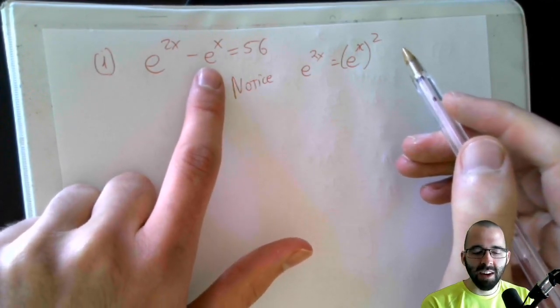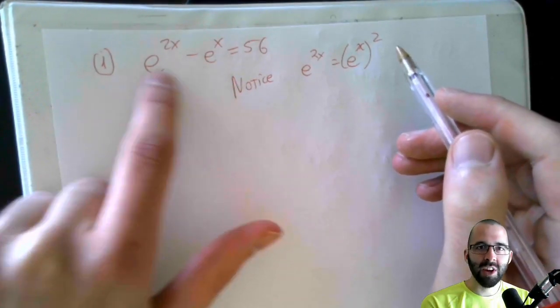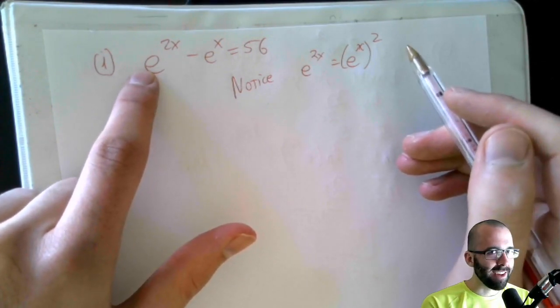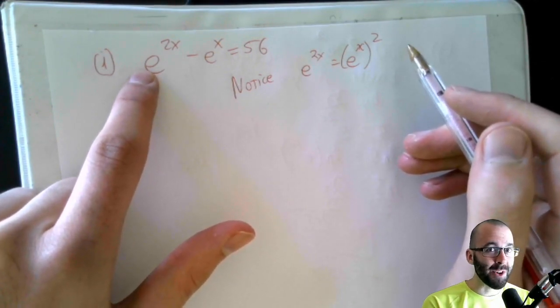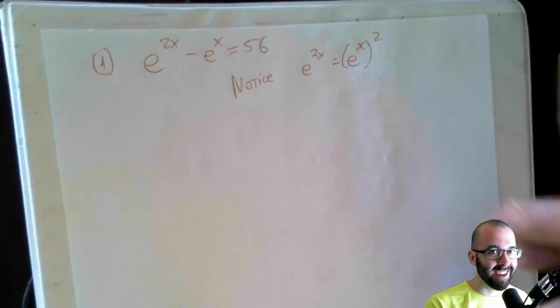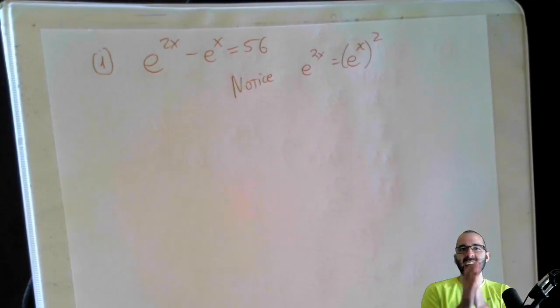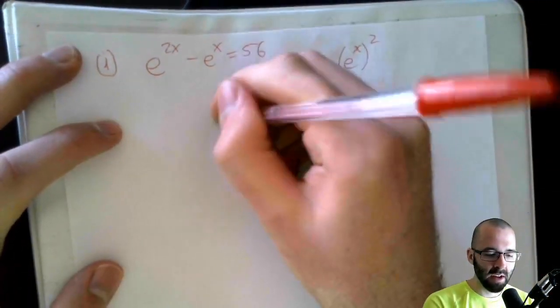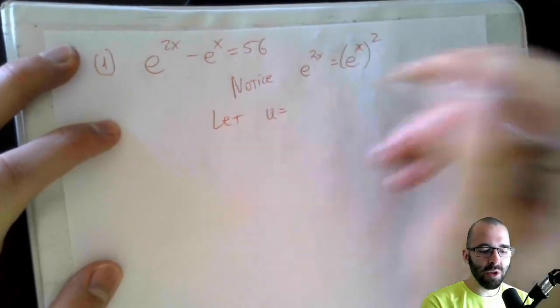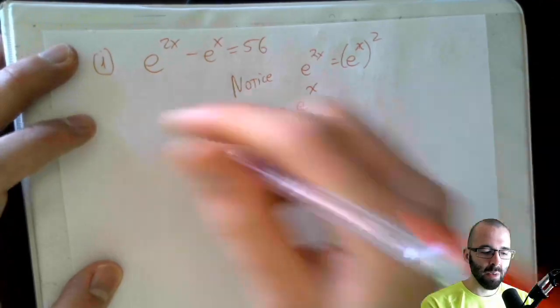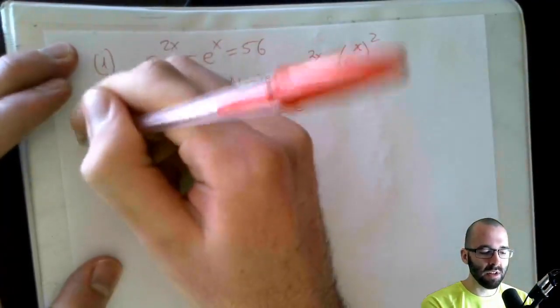So we have a linear term. We have a quadratic term. It doesn't look like it, but this is a quadratic equation. Okay? So we're going to do some magic. Okay? So, let u equal e to the x. We're going to use a substitution.